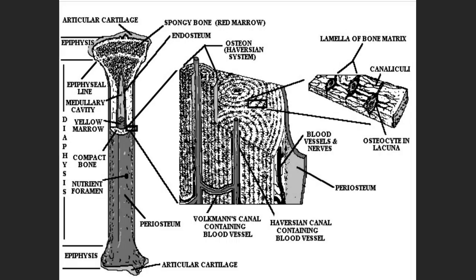But in those spaces in the spongy bone, there is a red substance, and that red substance is called red marrow. And it's in that red marrow where all your blood cells are produced, red and white, and they come out of the bone and populate your circulatory system.